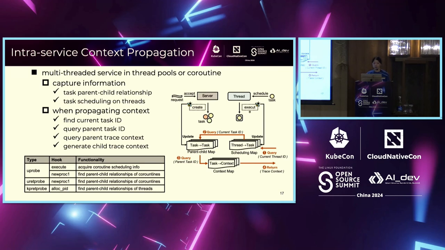When a thread makes a request to the upstream service, the system queries the parent context using the working task ID and the parent task ID, and then generates and ingests the child context into the outgoing message. The table below lists our important eBPF programs, which are used to capture the useful information. And here we show our hooks on the Golang HTTP library as an example.